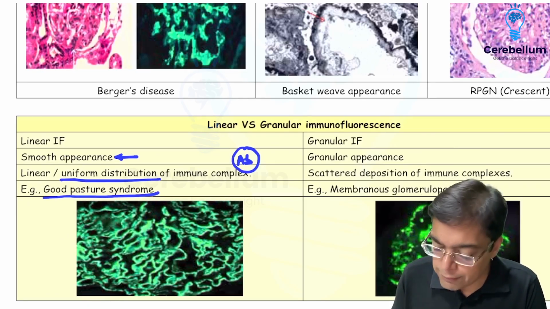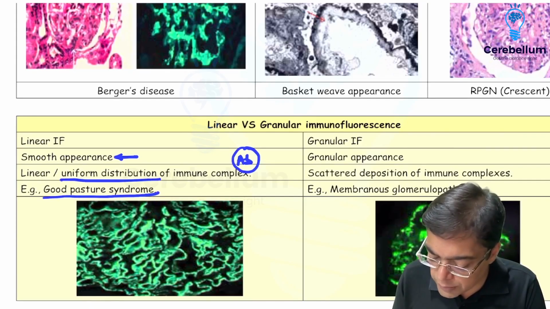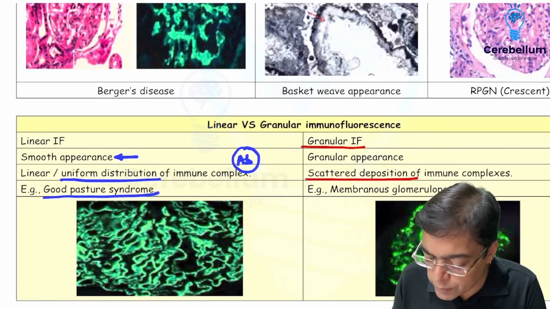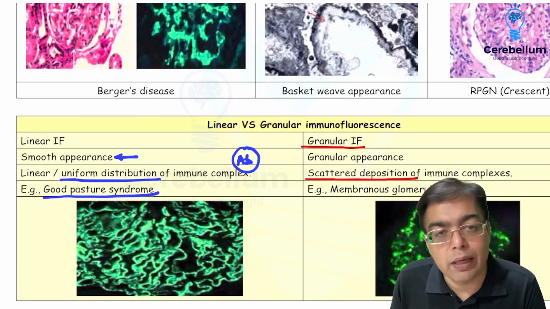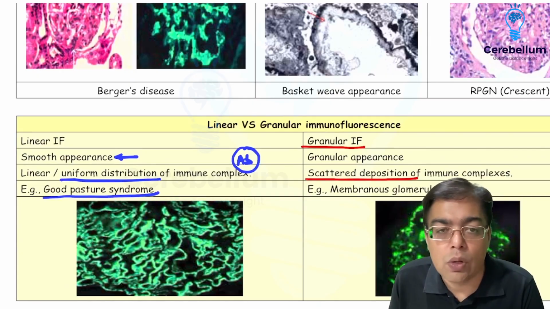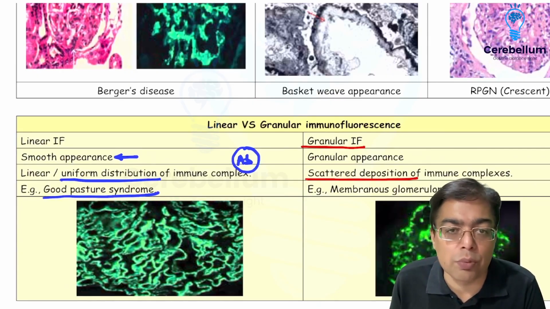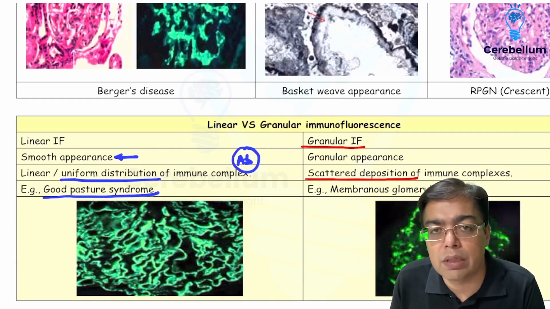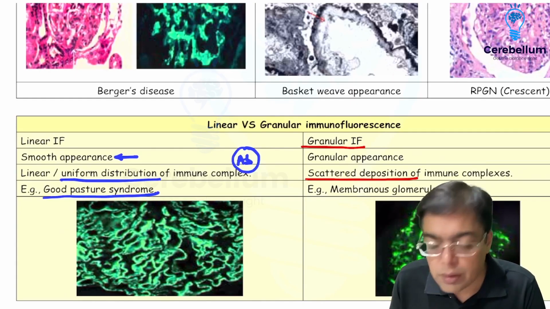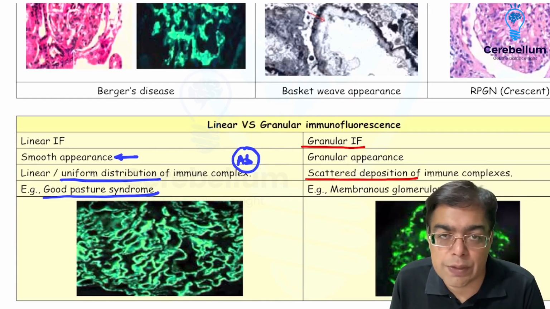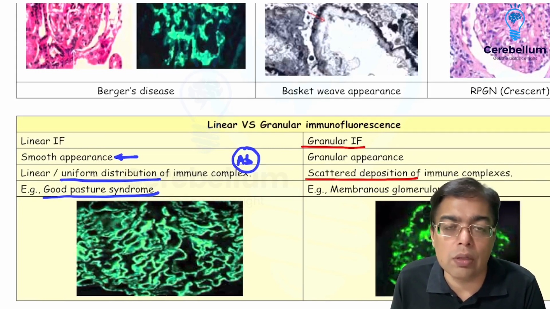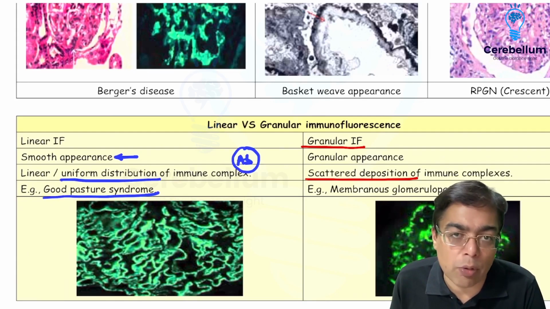In contrast, if we have a granular appearance, that's called granular immunofluorescence, and this is associated with scattered deposition of immune complexes. It can be seen in multiple conditions, out of which one can be a patient who has membranous glomerulopathy, or it can be seen in a patient who has post-streptococcal glomerulonephritis as well. So linear is going to be smooth, and Goodpasture syndrome, anti-GBM antibody disease, is characteristically associated.